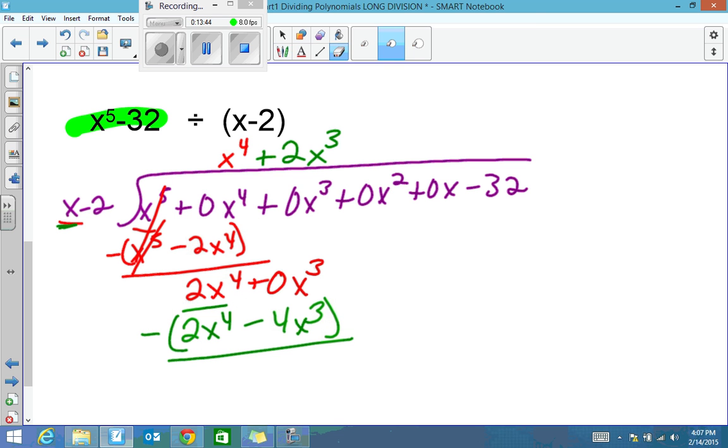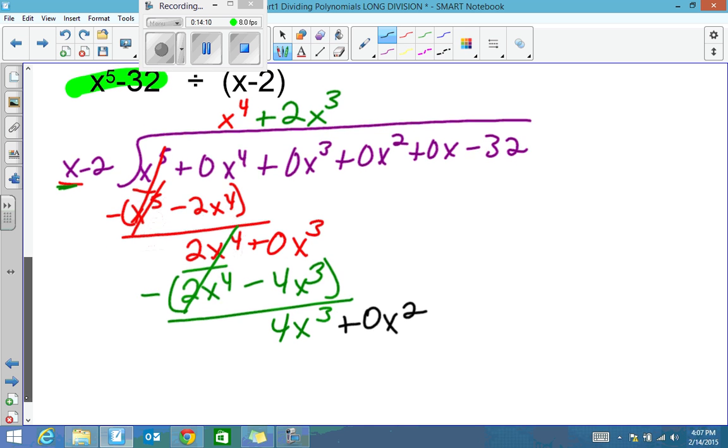And we look at 2x to the 4th minus 2x to the 4th. Cancels out. 0x to the 3rd minus a negative 4x to the 3rd gives us a positive 4x to the 3rd. Bring down our next term, which is plus 0x to the 2nd.